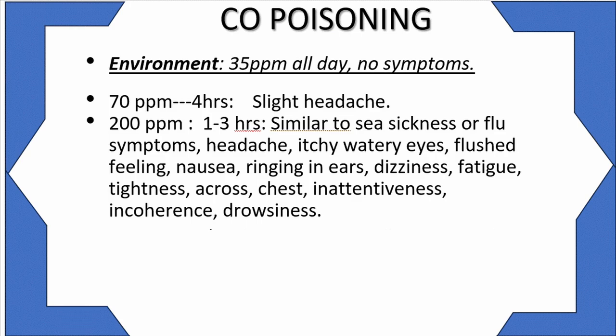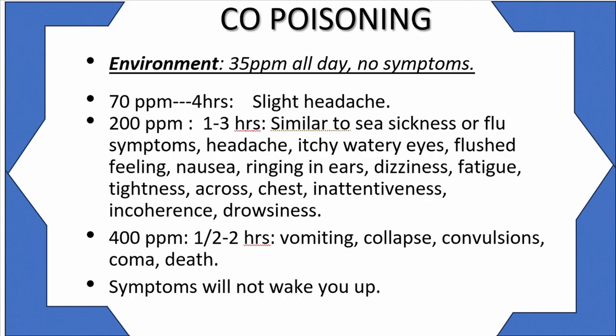There's usually a headache, some nausea, ringing in the ears, tightness across the chest. If it goes up to 400 parts per million, then you are down to about a half an hour to 2 hours. Vomiting, collapse, convulsions, and death at 400 parts per million in about 2 hours. So you need some warning, but not a warning right away when it first occurs. Oddly enough, symptoms won't wake you up.